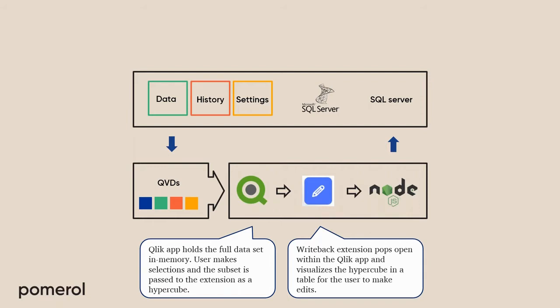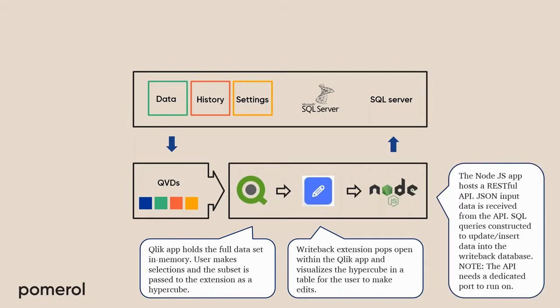Now, when we've finished making our data edits and hit save, the Node.js app hosting that API receives input JSON data. The app constructs those SQL queries to insert that data into the writeback database. So note here that the API needs a dedicated port to run on that Qlik Sense server. The Node app authenticates with the SQL database via a service account. We can actually enable Windows authentication there as well. But yeah, we can either use a username and password authentication, or we can use Windows authentication.